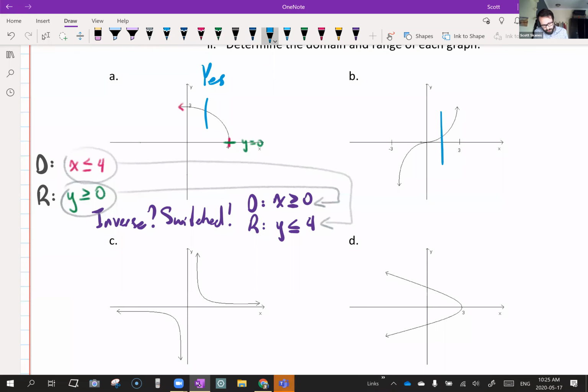is it a function? Yes, passes the vertical line test. What's the domain? The domain in this case, it could be any x value. It's clear it goes forever to the left and forever to the right. There's no restriction, so it can be any value.